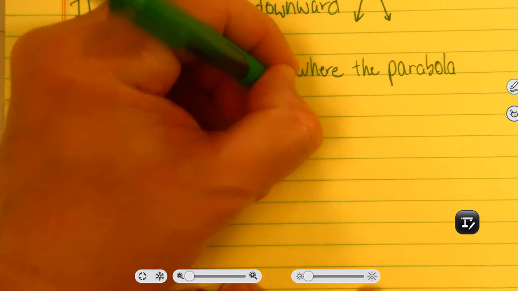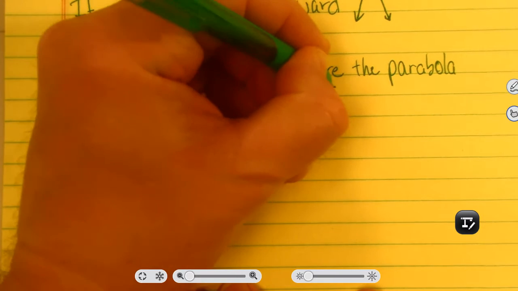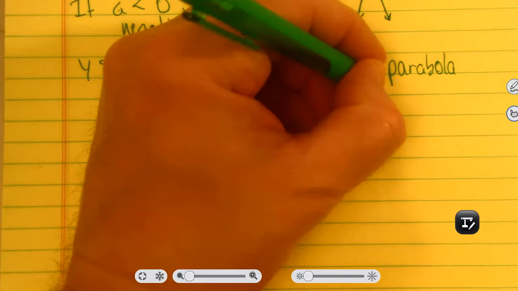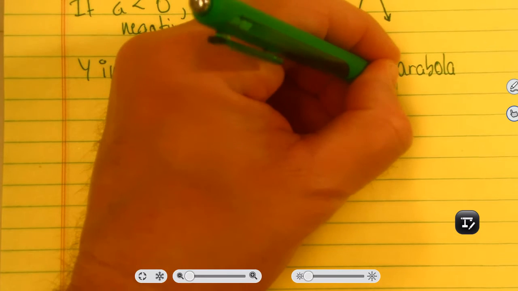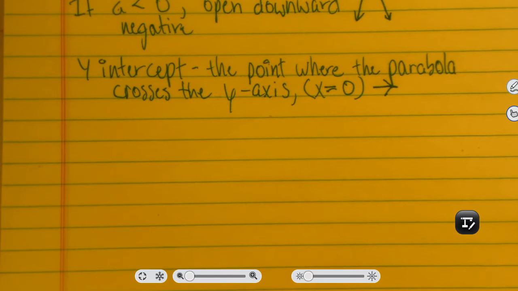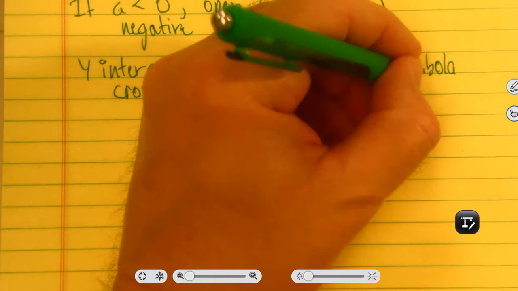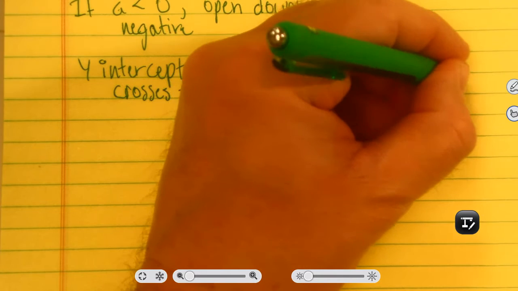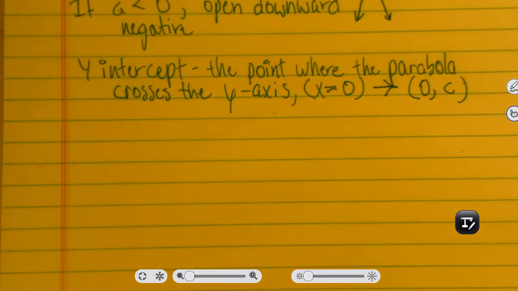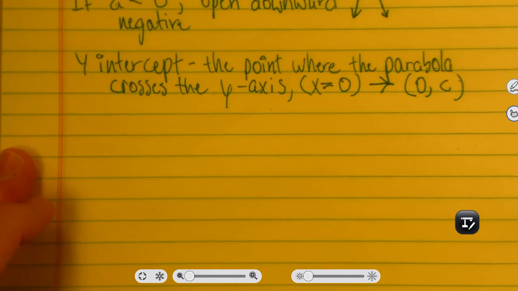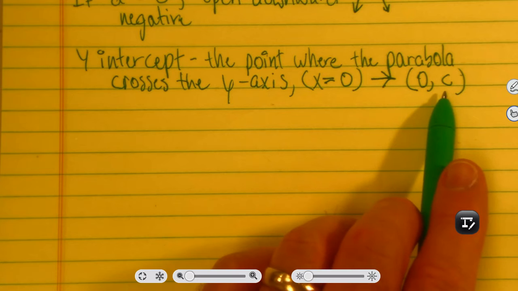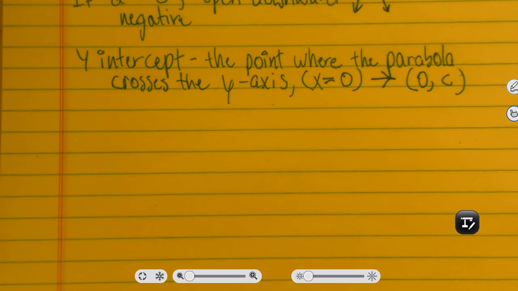And we remember from linear equations that means that x is equal to 0. There's no way it's going to be able to cross that y-axis unless x is 0. Here is an interesting thing with quadratics: the y-intercept is where x is equal to 0. And if x is equal to 0, then the c term is actually the y-intercept.